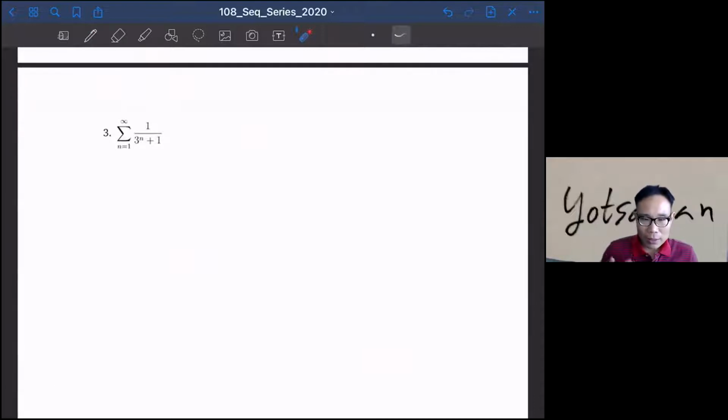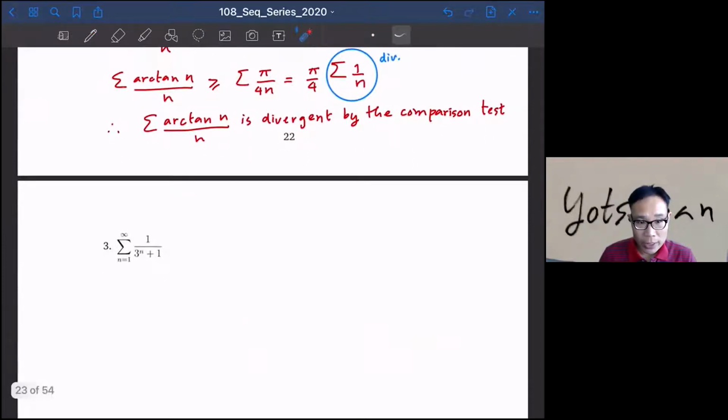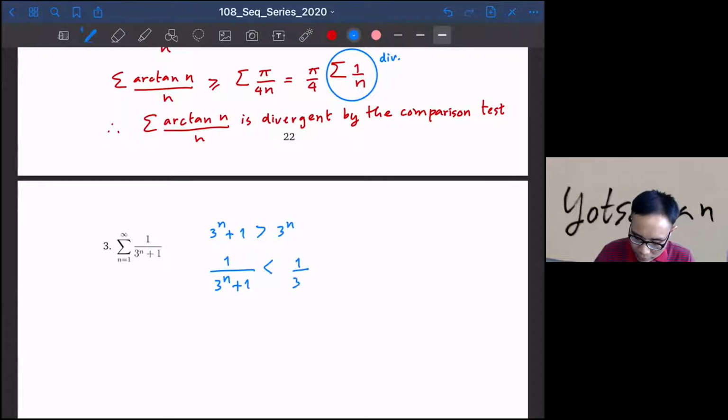Okay, the next one, number 3, is the sum from n equal to 1 to infinity of 1 over 3 to the n plus 1. For this one, you know that 3 to the n plus 1 is always more than 3 to the n. So this is just basic: the plus 1 side will be more. And you see that if you flip this, the inequality turns out to be opposite. So it's going to look like something nice like this.